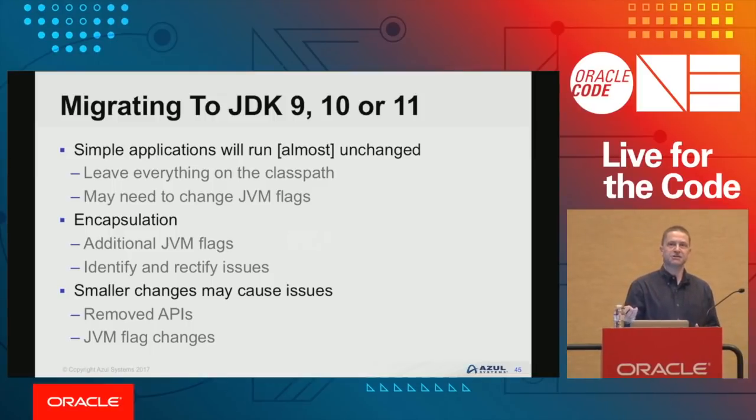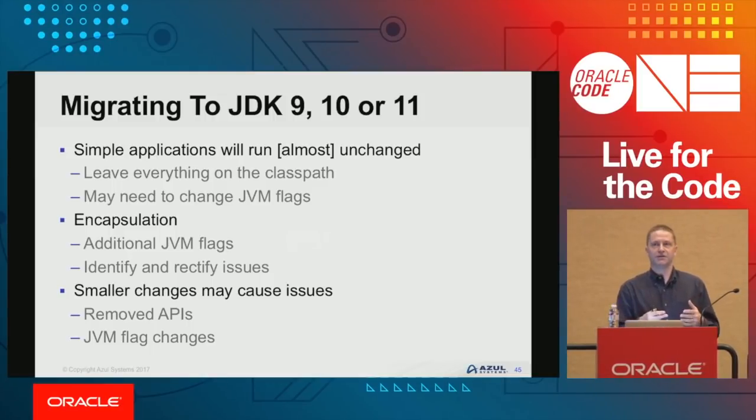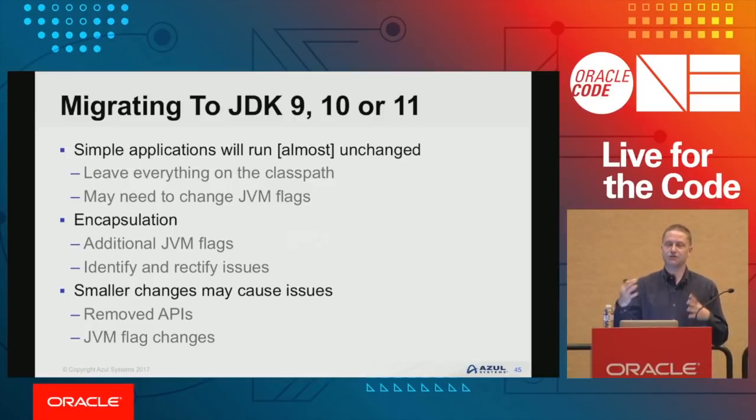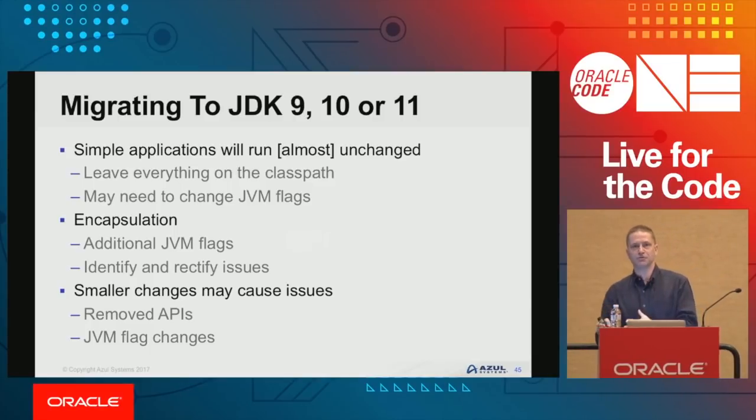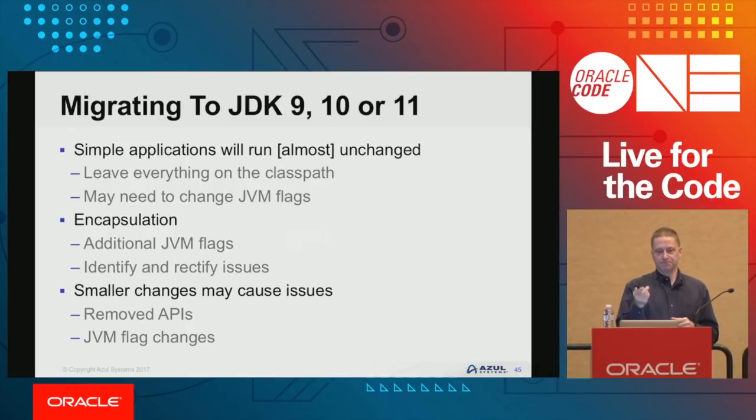The encapsulation, as I say, can catch people out. In terms of the JVM flags, you need to identify which things you're using, make them available in a controlled way. Smaller changes may catch you out in different ways.